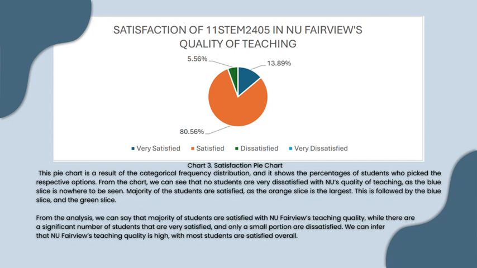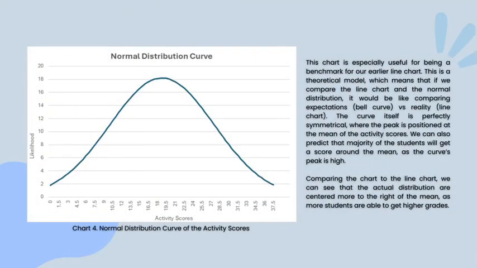So we can infer from this that most of 11 STEM 2405 are honestly satisfied with NU Fairview's quality of teaching overall. So we can say that NU Fairview's teaching quality is great or is high. So that's our analysis of the data of our categorical frequency distribution. And now we move on to our last chart here.